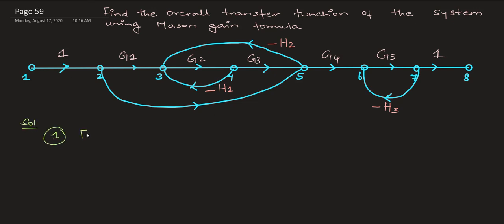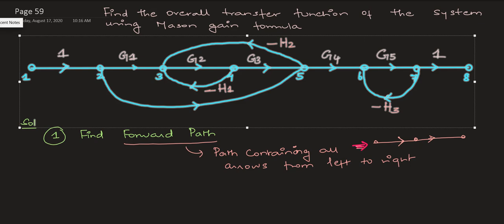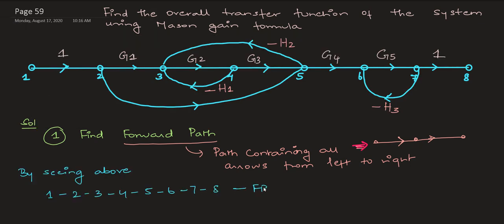Now let's see the solution for these types of problems. How do we get started with this? We look at the forward paths. Let us see what the forward paths are in this system. If you look at the signal flow graph representation, the definition of a forward path is a path containing all the arrows from left to right, from the beginning node to the end node. We are looking at 1, 2, 3, 4, 5, 6, 7, 8.